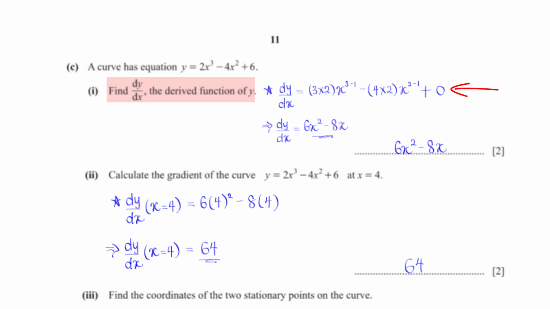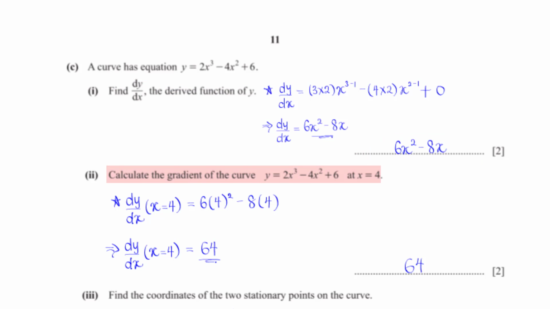So when we simplify this, 3 times 2 gives us 6, 3 minus 1 gives us 2, 4 times 2 gives us 8, and 2 minus 1 gives us x raised to the power 1, which is the same as x. And so we have dy/dx as 6x squared minus 8x.